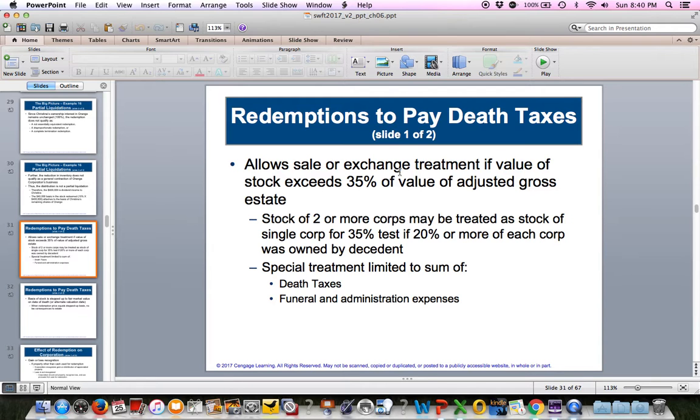Okay, now redemptions to pay death taxes. There were some exceptions for death taxes that were mentioned earlier. Allows sale or exchange treatment if value of stock exceeds 35% of adjusted gross estate. Stock of 2 or more corporations may be treated as stock of a single corporation for the 35% test if 20% or more of each corporation was owned by the decedent. Special treatment limited to the sum of death taxes, funeral and administrative expenses of settling the estate.